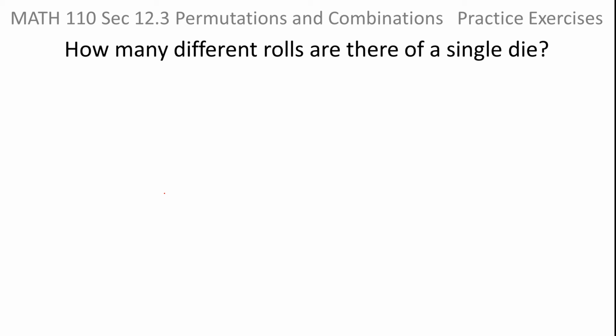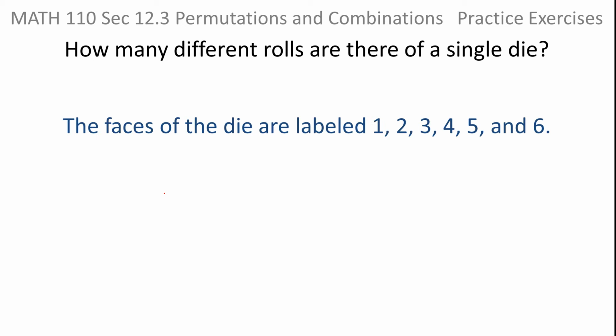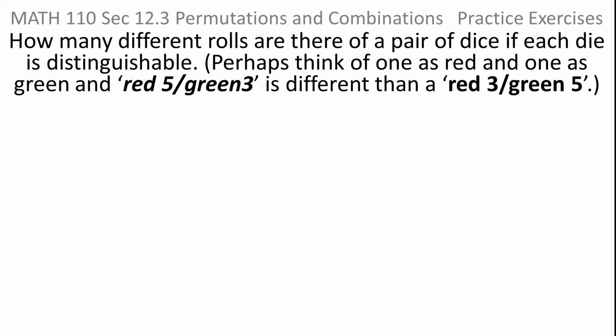How many different rows are there of a single die? Well, that's pretty easy. The faces are just numbered 1 through 6, so they're obviously 6. That's about as easy a counting question as you could possibly have. But we can make the questions a little more interesting.